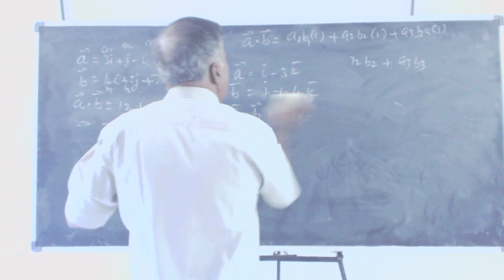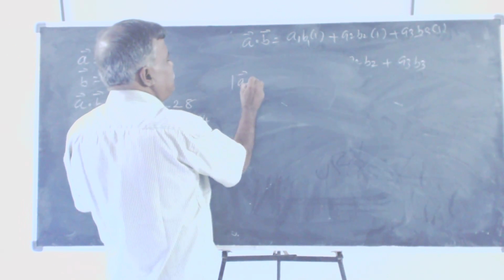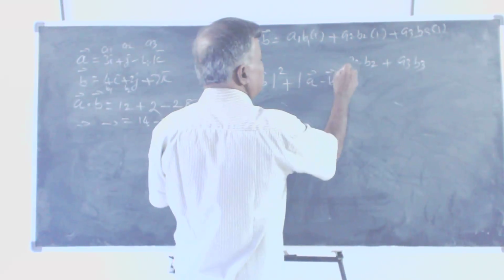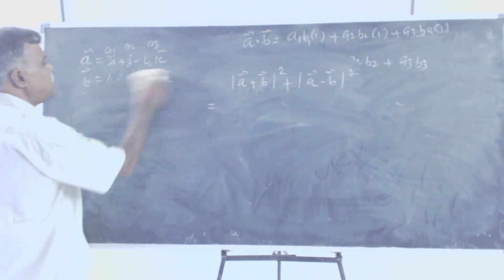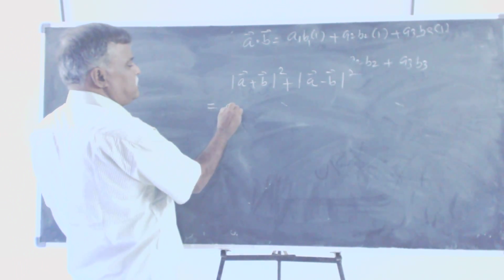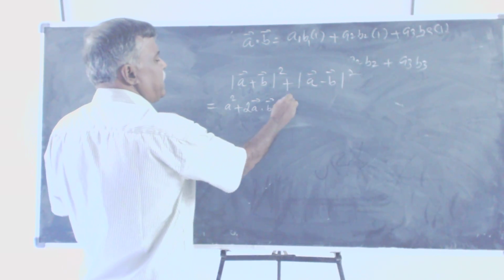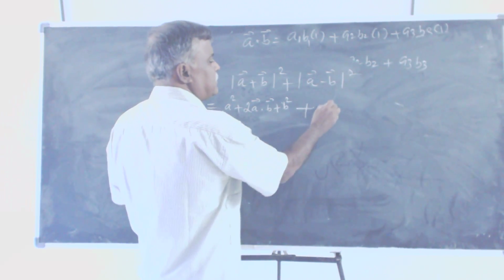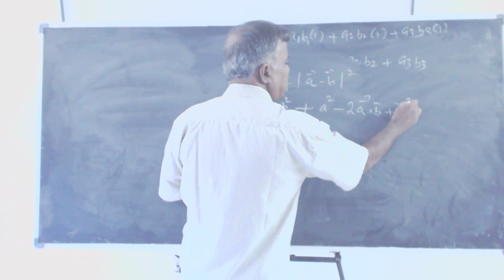Will anybody tell me what will be this result? Modulus of A plus B whole square plus modulus of A minus B whole square. Will anybody simplify this? This is A square plus 2 A dot B plus B square, am I correct? Plus A square minus 2 A dot B plus B square.